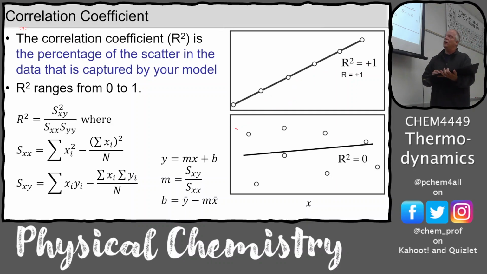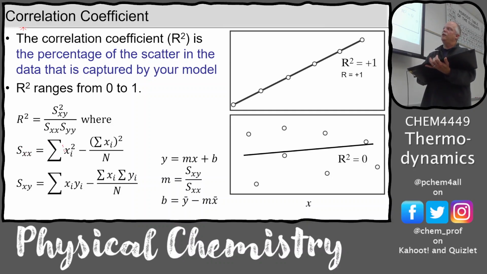Now, where does R come from? It comes from these calculations. So here's R-squared, and these are the sums of the squares of the data or the sums of the products of the data. This is called the least squares method or sum of squares method. And you can see how these are defined. This is the x-axis values times the x-axis values added together.